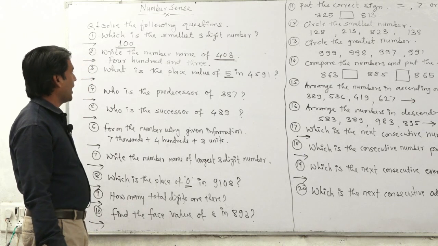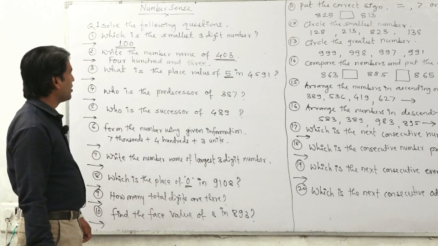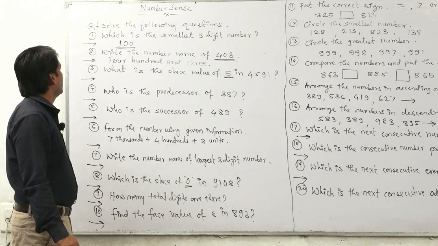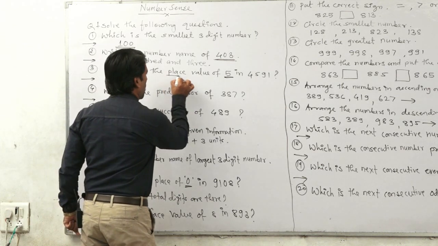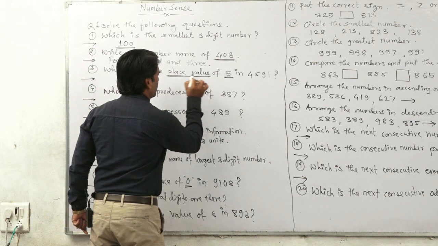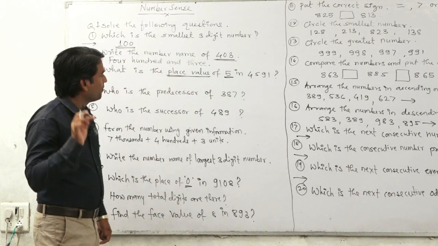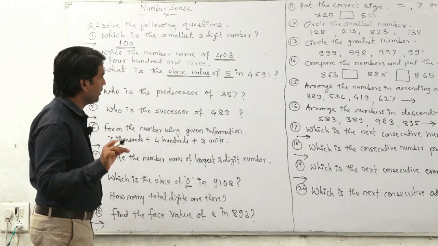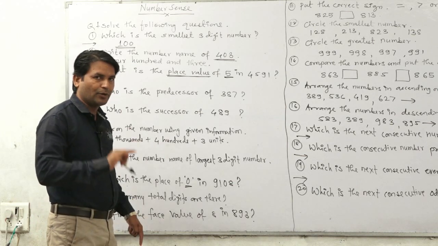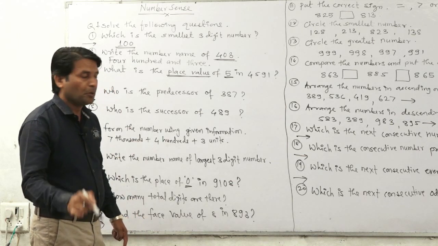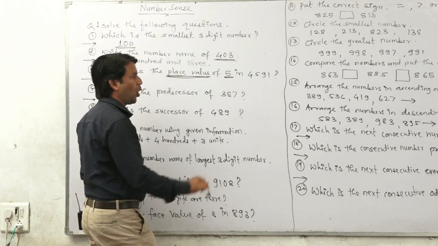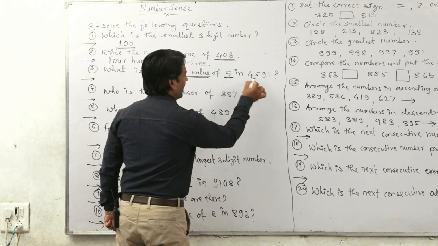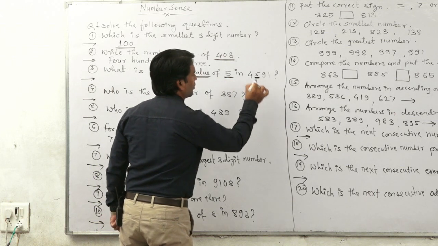Okay. After that, the third question is for you. What is the place value? You have to find out the place value. Don't get confused here between place value and face value. Here you have to find out the place value of digit 5 in the given number.